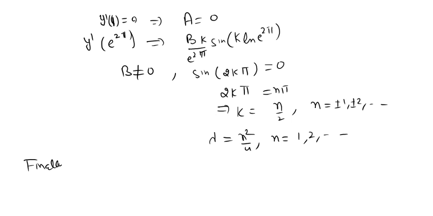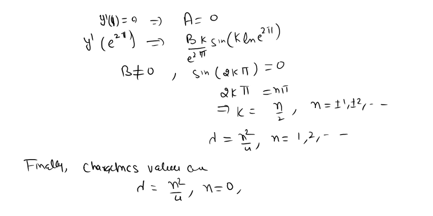So finally we club everything. The eigenvalues or characteristic values are lambda equal to n square by 4. I am also adding the constant case, lambda equal to 0, so n is 0, 1, 2. So the eigenvalues are 0, 1 by 4, 9 by 4, etc.